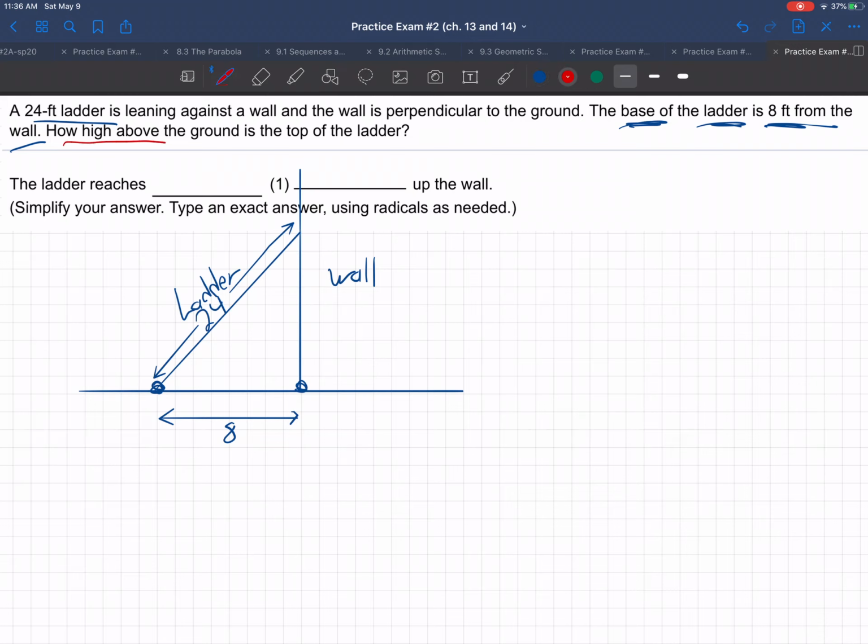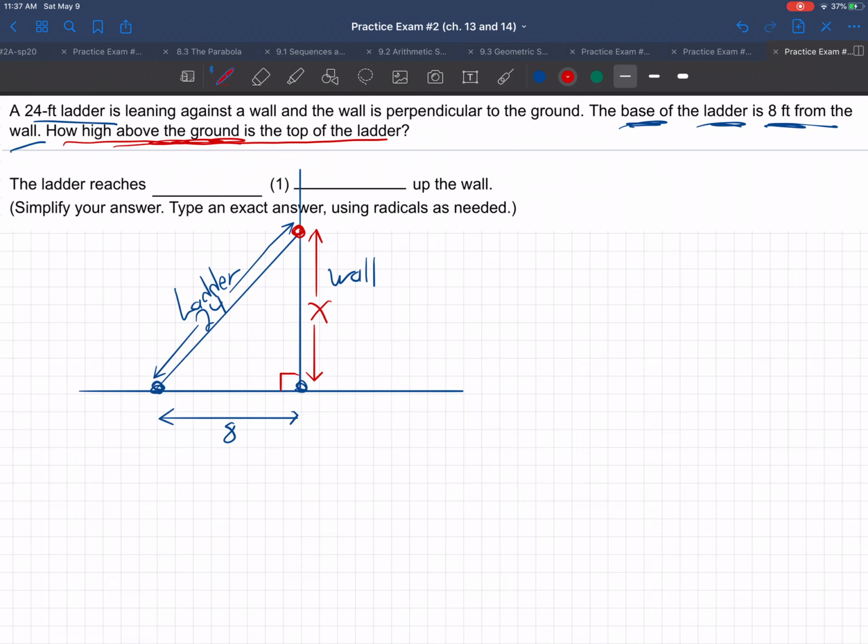Okay. And now what do they want? Their question is how high above ground is the top of the ladder? So they want this, don't they? They want to know how high above the ground is the top of the ladder. So there we go. So this over here, this must be a right angle. We're assuming the wall is straight up. So we have a right triangle, don't we?